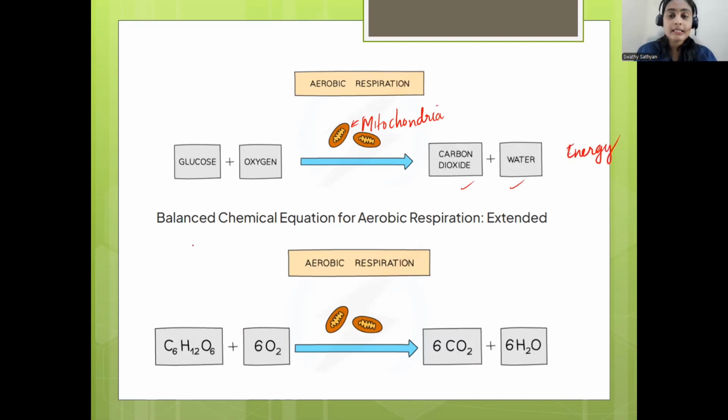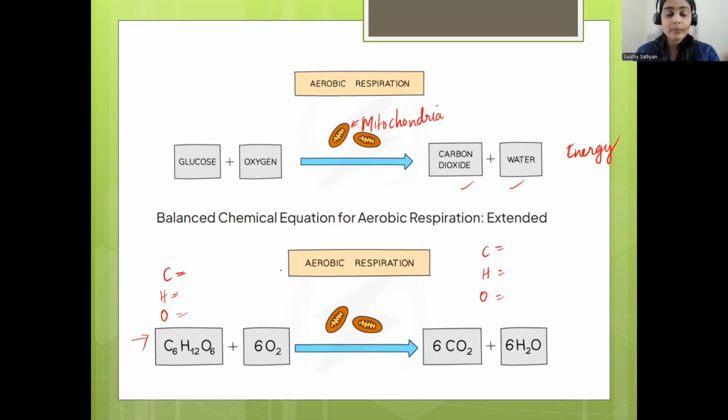So this is a balanced chemical reaction. Here you can see the chemical reaction. Glucose is C6H12O6, and it undergoes a chemical reaction with oxygen and forms carbon dioxide and water. How can we call it a balanced chemical equation? We can count how many carbons are there, how many hydrogens are there, and how many oxygens are there.